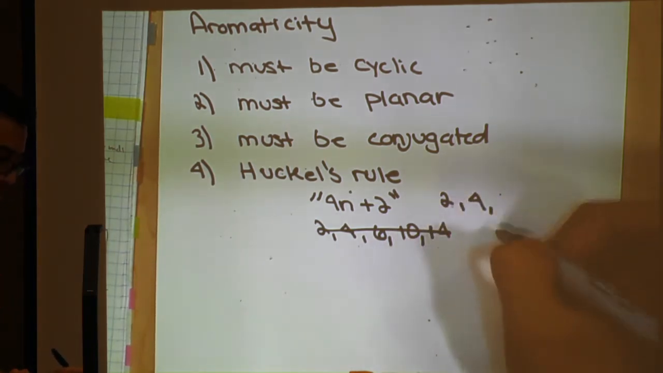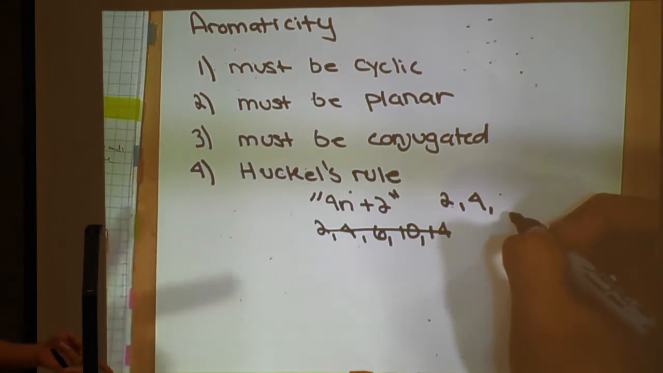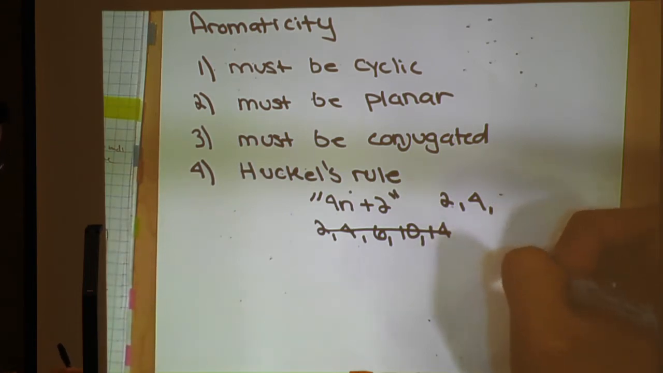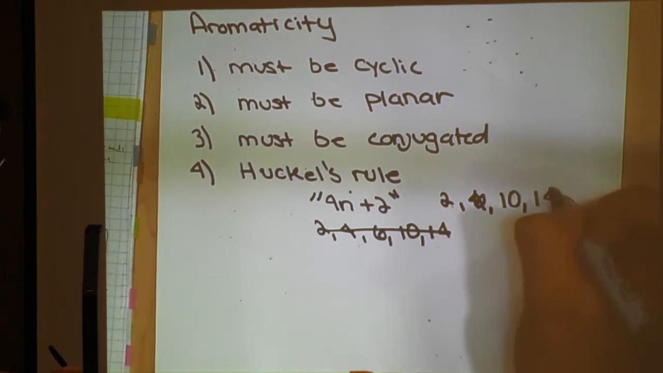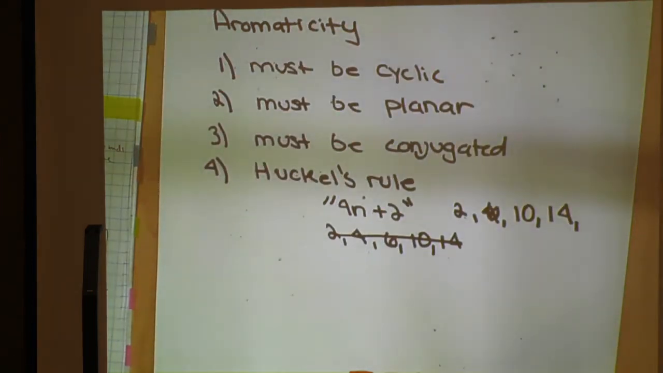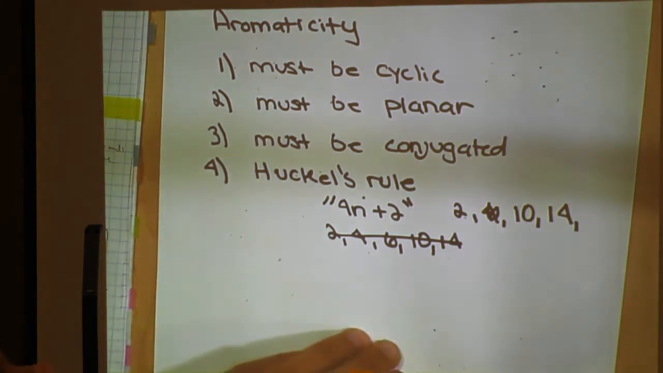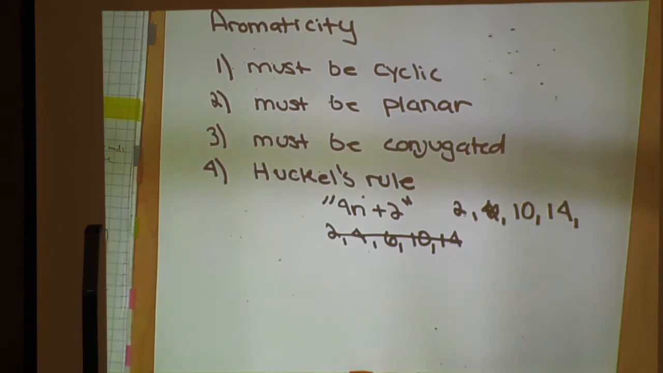So it's 2, then 6, then 10. Simple math, I'm fried today. But yeah, you can always remember the pattern: start at 2 and then just add 4 from there. Or you can follow the formula, right? If you memorize the formula, all you have to do is plug any whole number into n, and that will give you the number of pi electrons that are available within aromatic structures. Solve for n, and the value should be an integer, right?